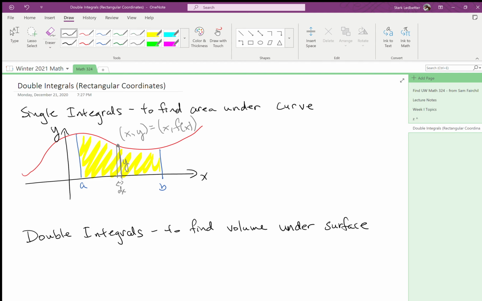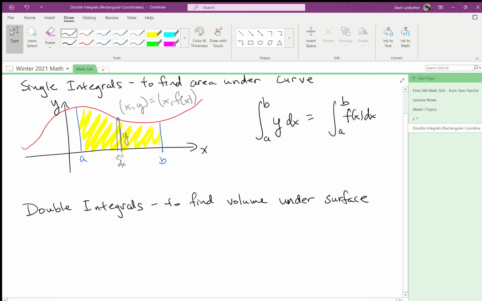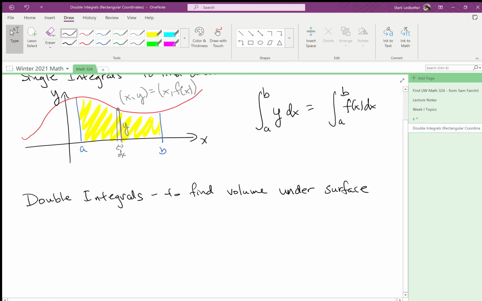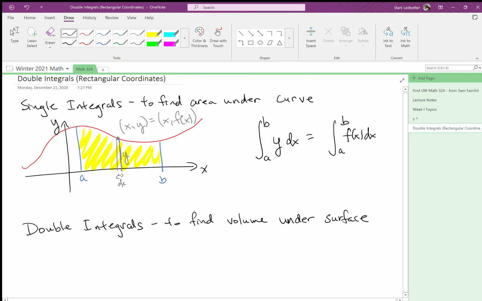So then what was the area? Well, it was the sum. Integral is just a fancy symbol for sum from A to B, and we wanted to add up the area of each of these little rectangles. So that was the width times the height. And then we do some fancy math to figure out that the antiderivative actually helps us calculate the integral, and then we have the fundamental theorem of calculus and so on. But there is a single integral to find the area under a curve.